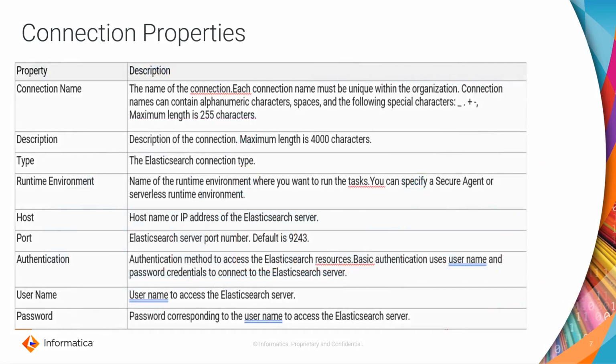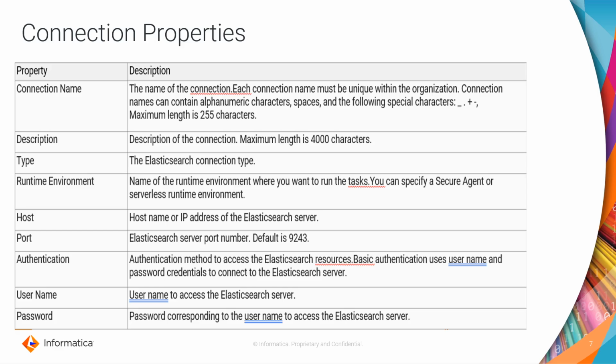Now, when you want to create an Elasticsearch connection from IDMC, these are the connection properties or attributes which you need to specify. First is the connection name. This is the name of the connection. You can provide any name for your Elasticsearch connection. Description is optional. Type will be Elasticsearch. For the runtime environment, you specify the runtime environment which you will be using for creating the Elasticsearch connection and running mappings using Elasticsearch indexes. Please note that whatever runtime environment you are using here should have the Elasticsearch connector enabled.